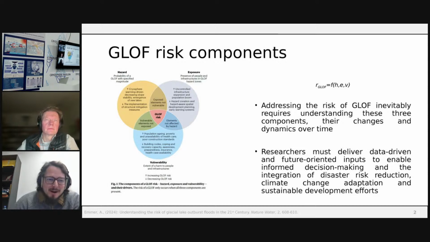So this is something we have heard about today, and we have 3 components. If we are talking about any kind of cryospheric hazard, we have hazard, we have exposure, and we have vulnerability. Hazard is understood as the probability of a GLOF of specified magnitude. Exposure describes the presence of people and infrastructures in GLOF hazard zones, and vulnerability is the extent of harm to people and infrastructures. If we want to look at the GLOF risk, we need to inevitably look at all these components, their changes and dynamics over time.